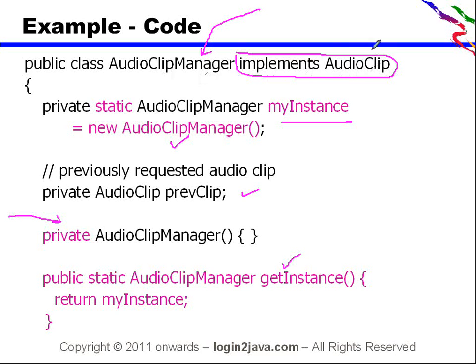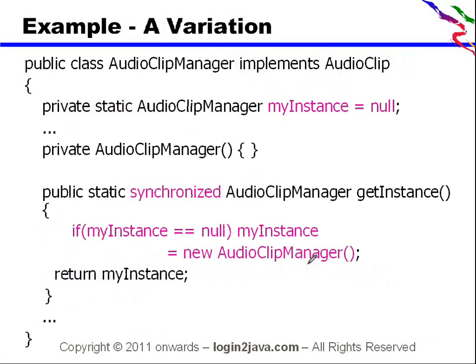It implements AudioClip because an audio clip needs some common operations for playing, stopping, rewinding, forwarding the audio clip. Then there is a single instance, the only instance, and there is a getInstance method. Now see another variation.